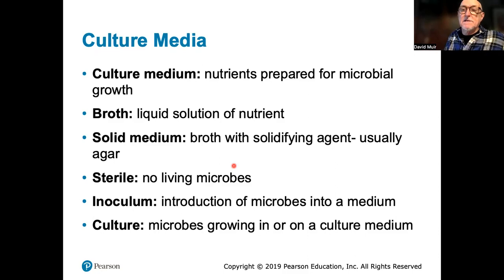And the commonest solidifying agent that we use in labs is agar. There are one or two special media which use various other kinds of solidification. But in general, we use agar. And if we say that these are sterile media, what we mean is there are no living microbes in them. But once we introduce an inoculum, that is a source of microorganisms, into the medium, they are no longer sterile. Instead, what we're looking at is a culture. And a culture is microbes growing in or on a culture medium.